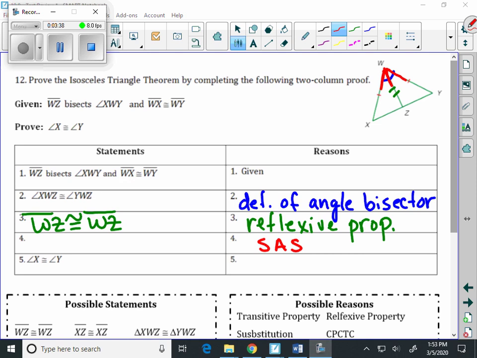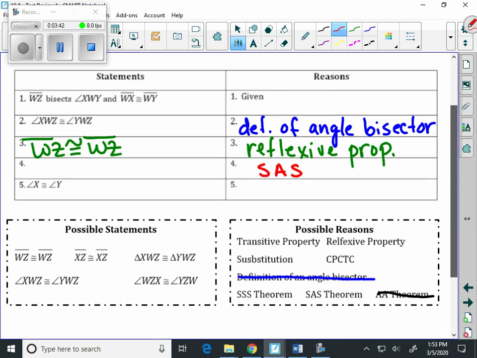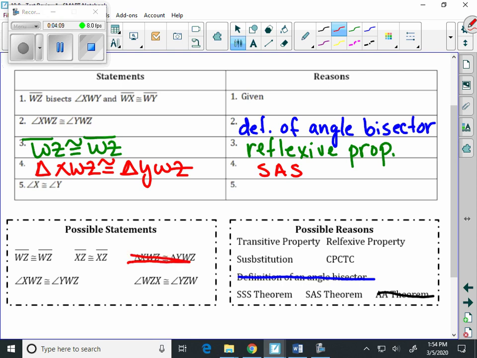But let's fill in our triangle here. We put the side angle side, but we need to fill in the triangles. And the nice part down here is that the only statement that actually has a triangle in it is triangle XWZ is congruent to triangle YWZ. That's the only one that we even have a triangle on. We'll get rid of that statement. I forgot to get rid of the reflexive statement.